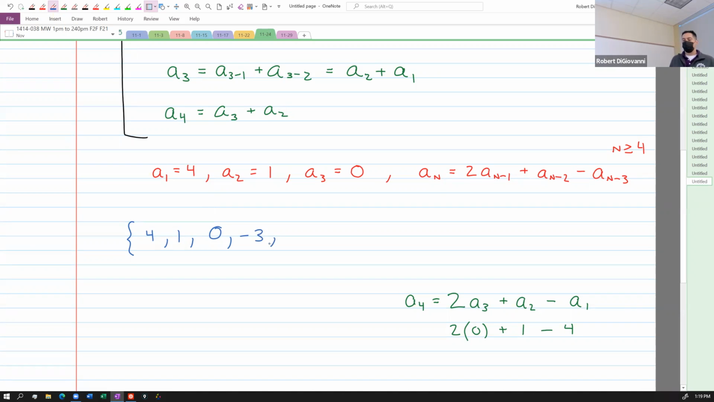And now you could get the next one, which would be, let's see if we can do this in our head. The fifth one would be twice the fourth one plus the third one minus the second one, right? So twice this one would be -6 plus the one before that one, which would be 0, and then take away the one before that, which would be -7, right? -6, take away one more, -7.